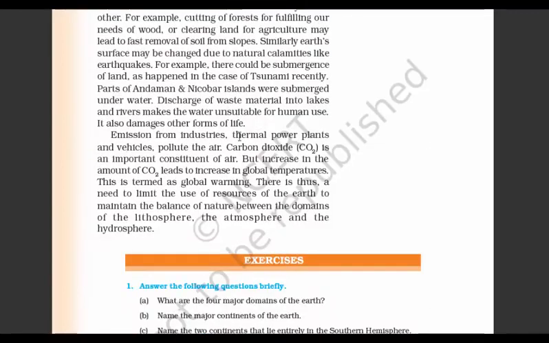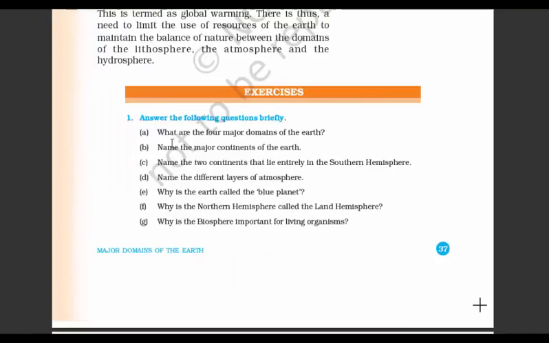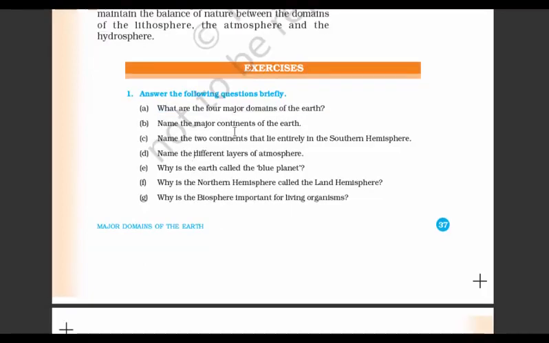So this chapter was all about this. I hope you understood this chapter easily, and let's go through the exercise questions briefly. First question, what are the four major domains of the Earth? So we read about this. The four major domains of Earth are lithosphere, atmosphere, hydrosphere and biosphere.